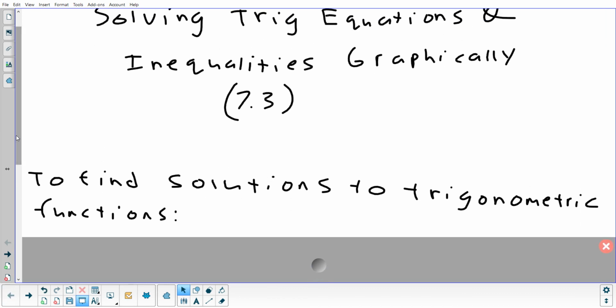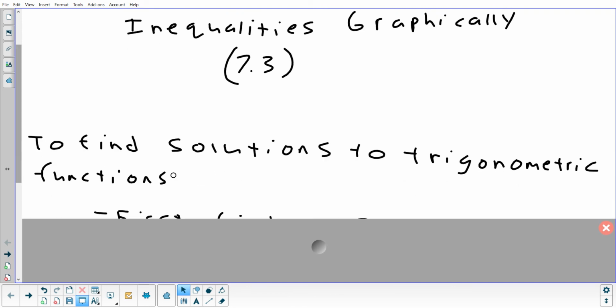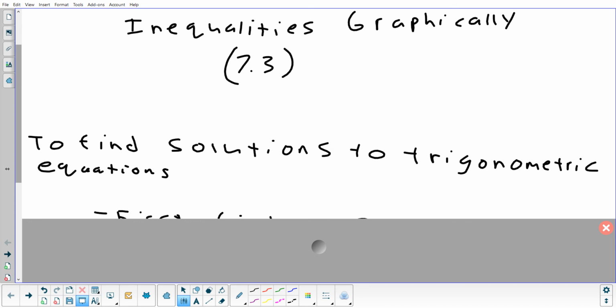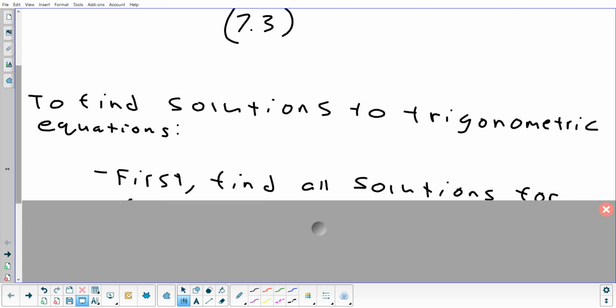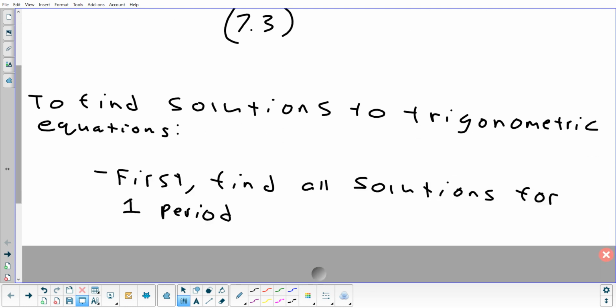So, how do you find solutions to trig equations? Well, the first step is the same as what we did yesterday. Find all the solutions within one period. If you set your window to be more than one period, you might have too many solutions. If you set it to less than one period, you might miss a solution. So you want to set it to exactly one period.